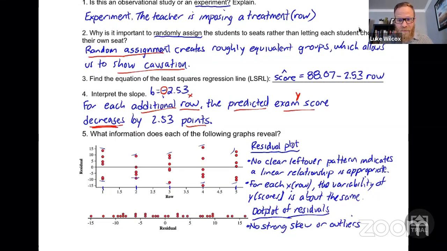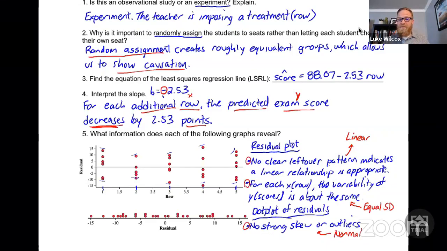Now, of course, the reason we're looking at these two graphs here is we're setting up for inference for slope. And what we're really doing here is we're checking some of the conditions. So let's make clear which condition we were checking. In this first one, no clear leftover pattern indicates a linear relationship is appropriate. That's going to become the linear condition when we get to the significance test. The second one, for each x, the variability of y is about the same. We're going to call this condition the equal standard deviation condition. And then the third one here, no strong skew or outliers, that's what's going to become the normal condition, which says that for each x value, the distribution of y values is approximately normal.